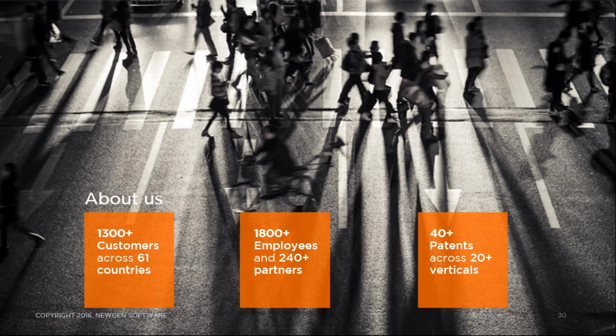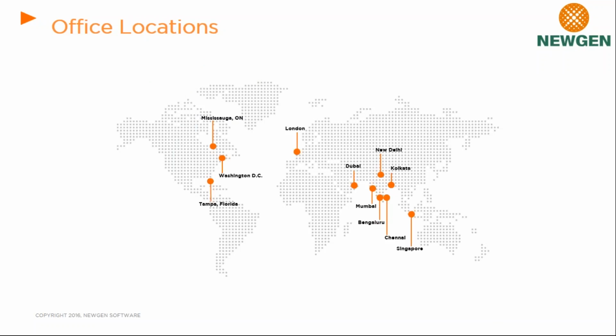It's a very heavy development shop, with 40 patents across 20 plus verticals. All the products that NewGen produces, BPM, ECM, CCM, and the mobility framework, are organic, which means they have been developed in-house and not purchased and being sold, which is very important information for any organization to know while we work with them. It's a global company with office locations across the globe. In Washington, we have our headquarters for Americas. We have a Healthcare Center of Excellence in Florida. We have offices in London, Dubai, India, and so on.